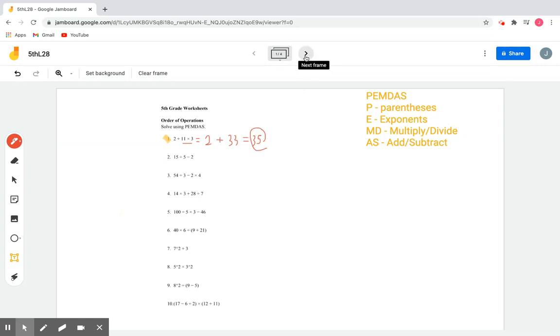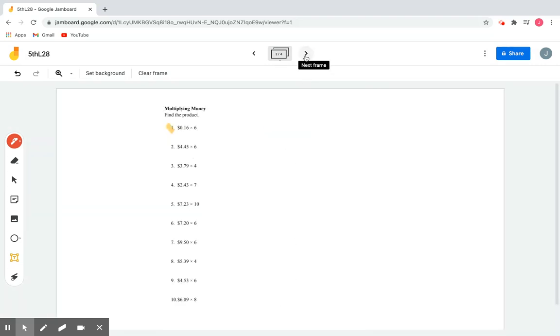Okay. And then let's move on to the next one. And the next one is multiplying money. So we're going to work on number 1 first. We have $0.16, which is like 16 cents, times 6. So I'm going to multiply the numbers first. So I have 0.16. I'm going to multiply by 6.